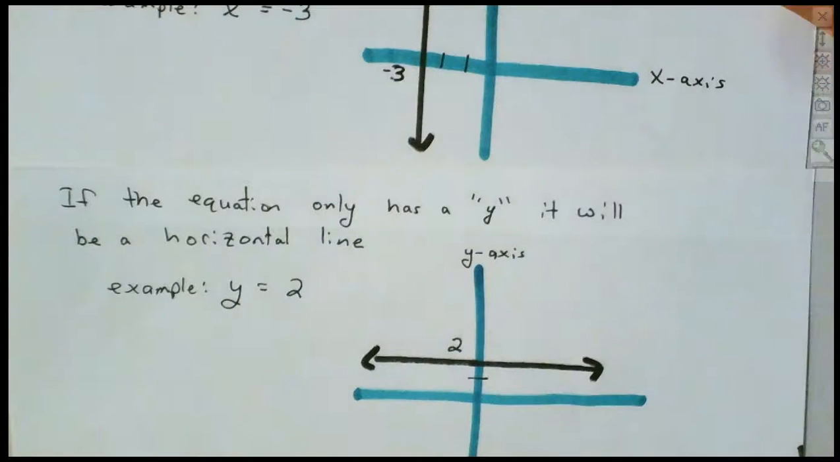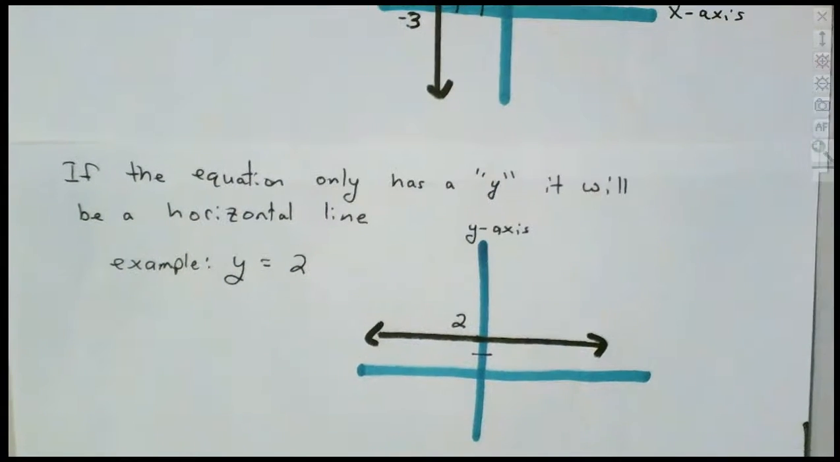Okay. And we're going to do a lot more of these after break. When we come back from break, I'm going to be giving you equations, and you're going to be graphing them by finding the intercepts and making a table. So let's go ahead now and take a short break, and we'll come back and we'll finish up this section.